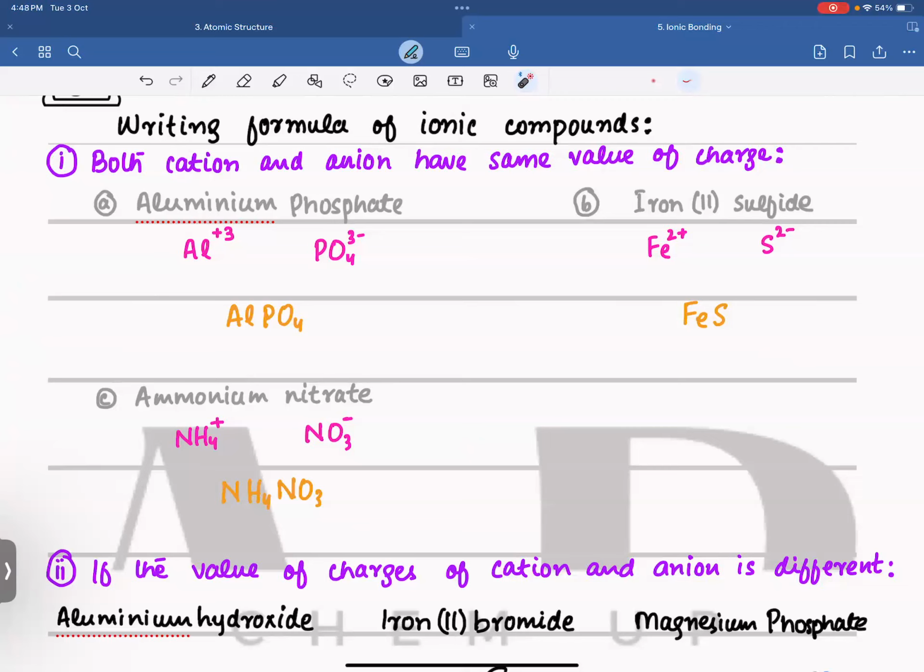Okay, do the last one. It's magnesium phosphate. Now, how will you make this formula? Do you have any idea? No. It's ATE, it's a polyatomic.